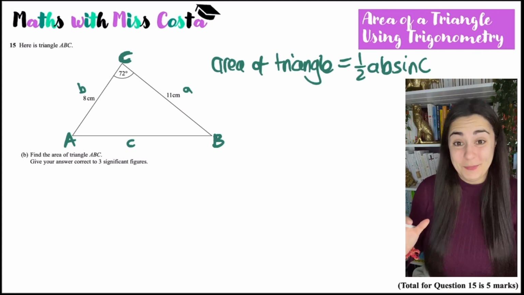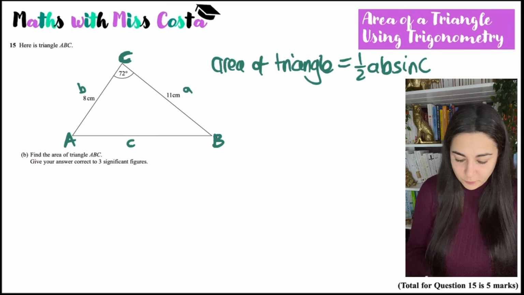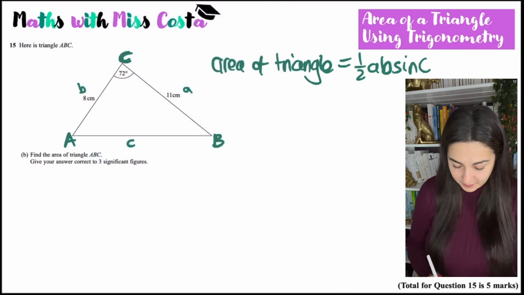Okay, so super helpful tip. This is where so many people go wrong. So just rewrite it in your own terms so it makes sense for you. So the formula for the area of a triangle is half AB sine C. We need to figure out the area. All we do is substitute our values in.